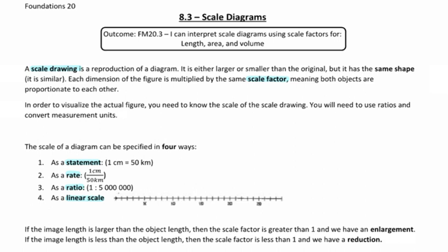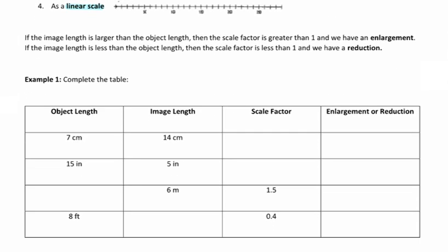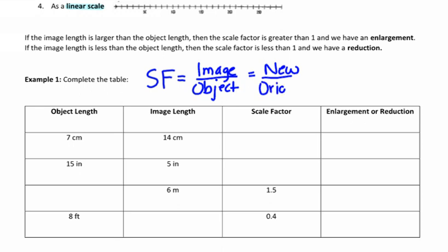So, example. Complete the table. So object length, image length, we need to identify our scale factor and state whether or not it was an enlargement or a reduction. So scale factor is always your new image over the object that you started with. I also say new over original, whichever way helps you there. So my new image is 14, I started with 7. So image over original object, so my scale factor is 2.